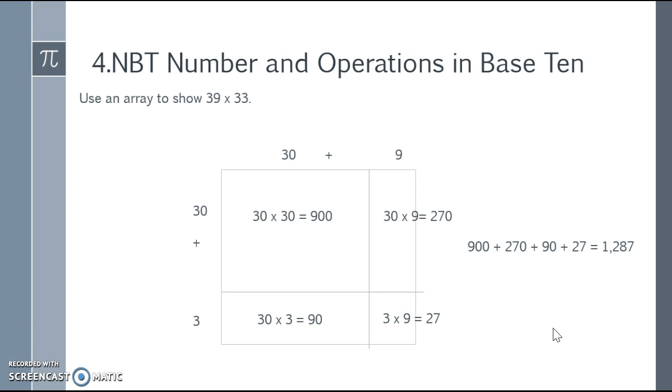So I broke up into tens and I broke up into the ones. 30 times 30 is 900 for our hundreds. We would have 2 different groups of tens here. We'd have 30 times 9, so 270. 30 times 3, which is 90. And 9 times 3, which is 27. Using a little bit of mental math, we would see that this would result in 1,287.